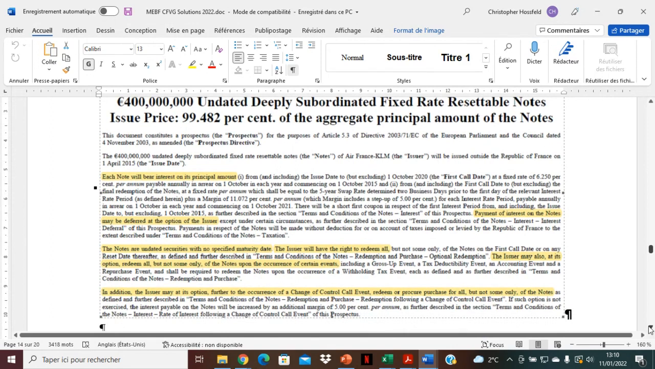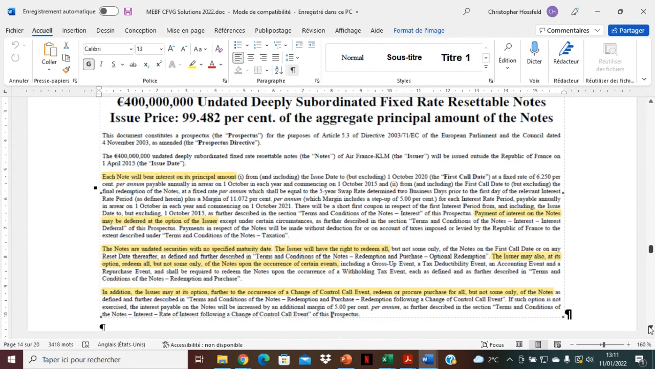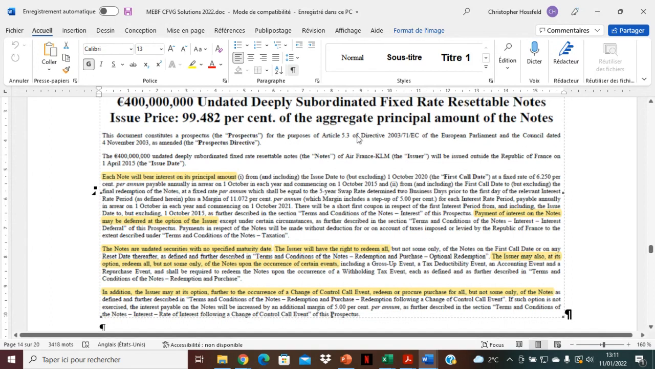You know that we can rank the different debt holders in senior debt and so on, mezzanine debt, junior debt, and so on, so different levels. And here it's deeply subordinated, so it means it's even subordinated to other subordinated debt that we may have.